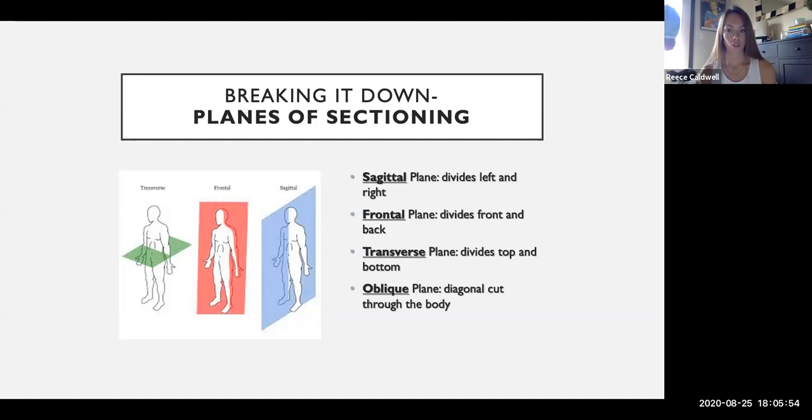Then we have the frontal plane. Obviously, it divides front and back, but do note that you may hear it called the coronal plane. Frontal and coronal are used interchangeably. So I think in lecture you'll probably hear it as coronal. So frontal, or coronal, is front and back. Makes sense. You can see that here, front and back. And then lastly, we have transverse, which divides top and bottom.